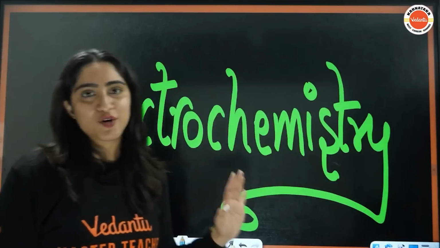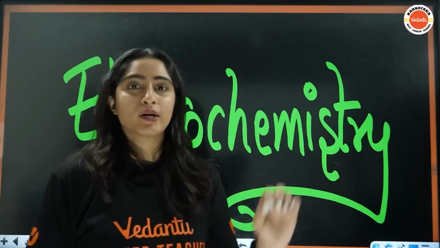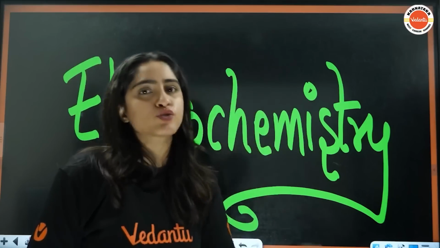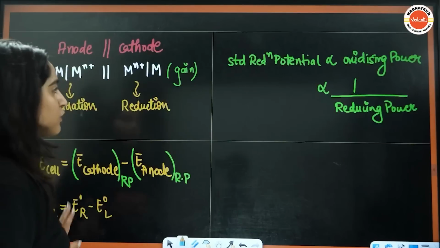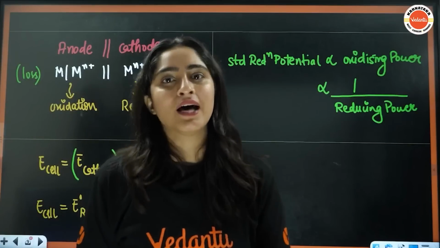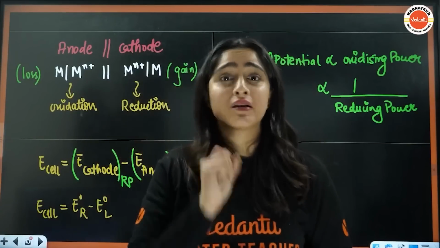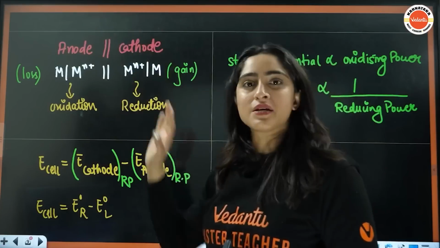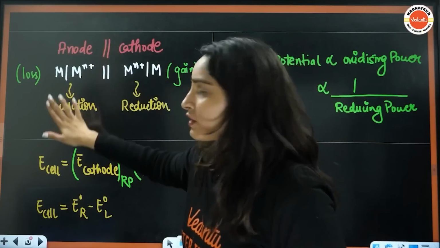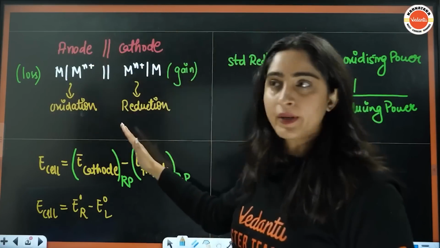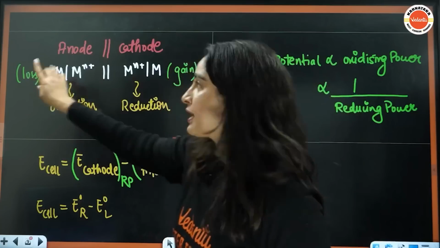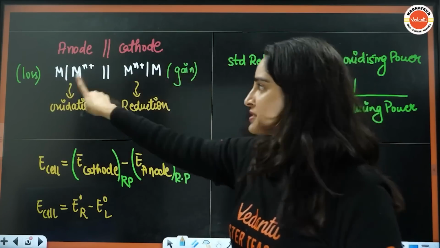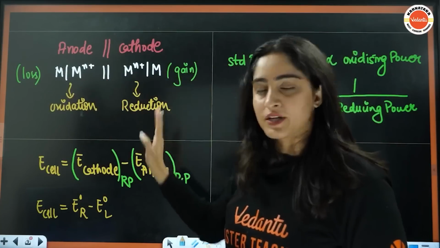Next we have electrochemistry, a very important and very scoring chapter, so let us understand the formulas. There are just a few formulas, but very important ones, especially the Nernst equation. So let us see, this is the anode, this is the cathode. This is a representation of the cell. Here at the anode there will be oxidation, at the cathode there will be reduction. That means here we have loss of electrons, here we will have gain of electrons, represented by this. This is the salt bridge here.